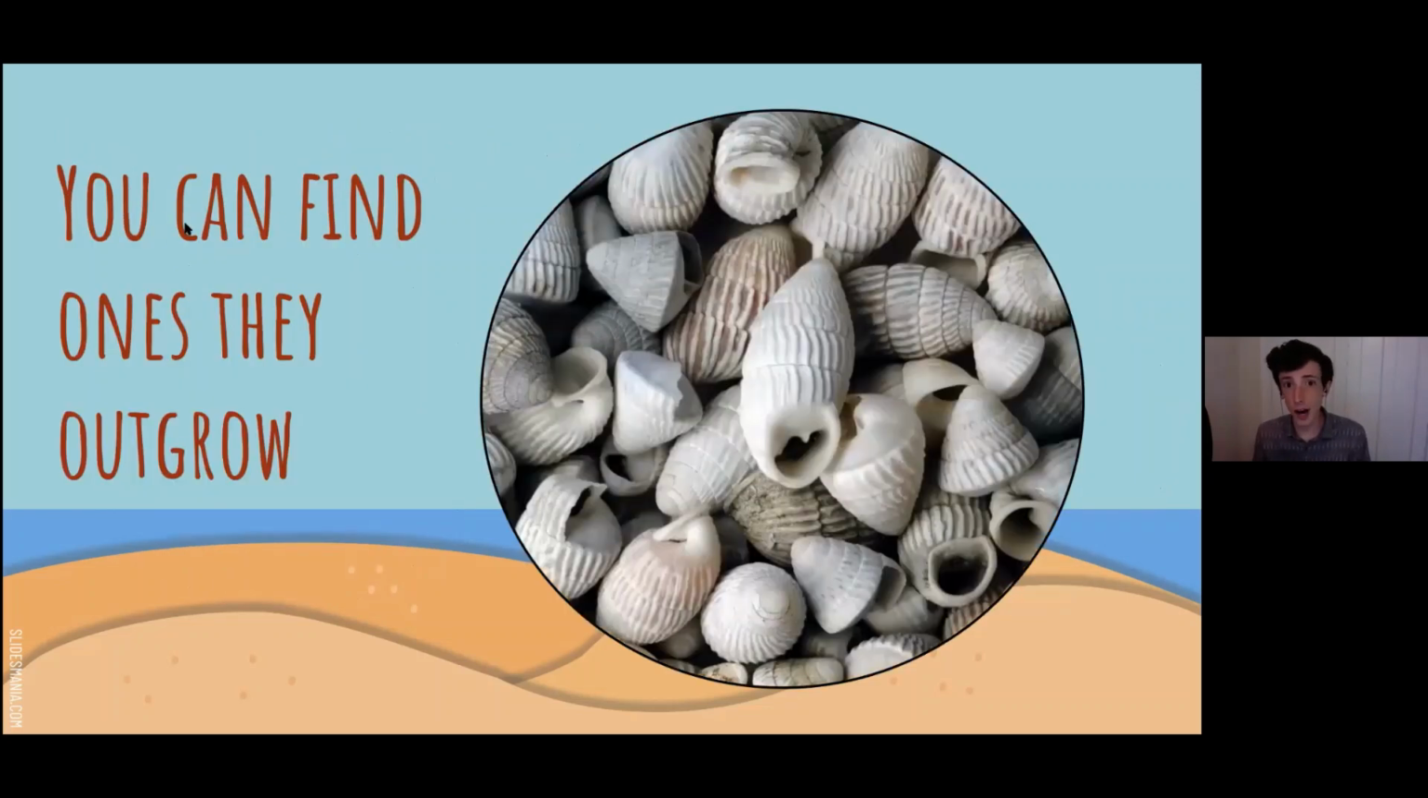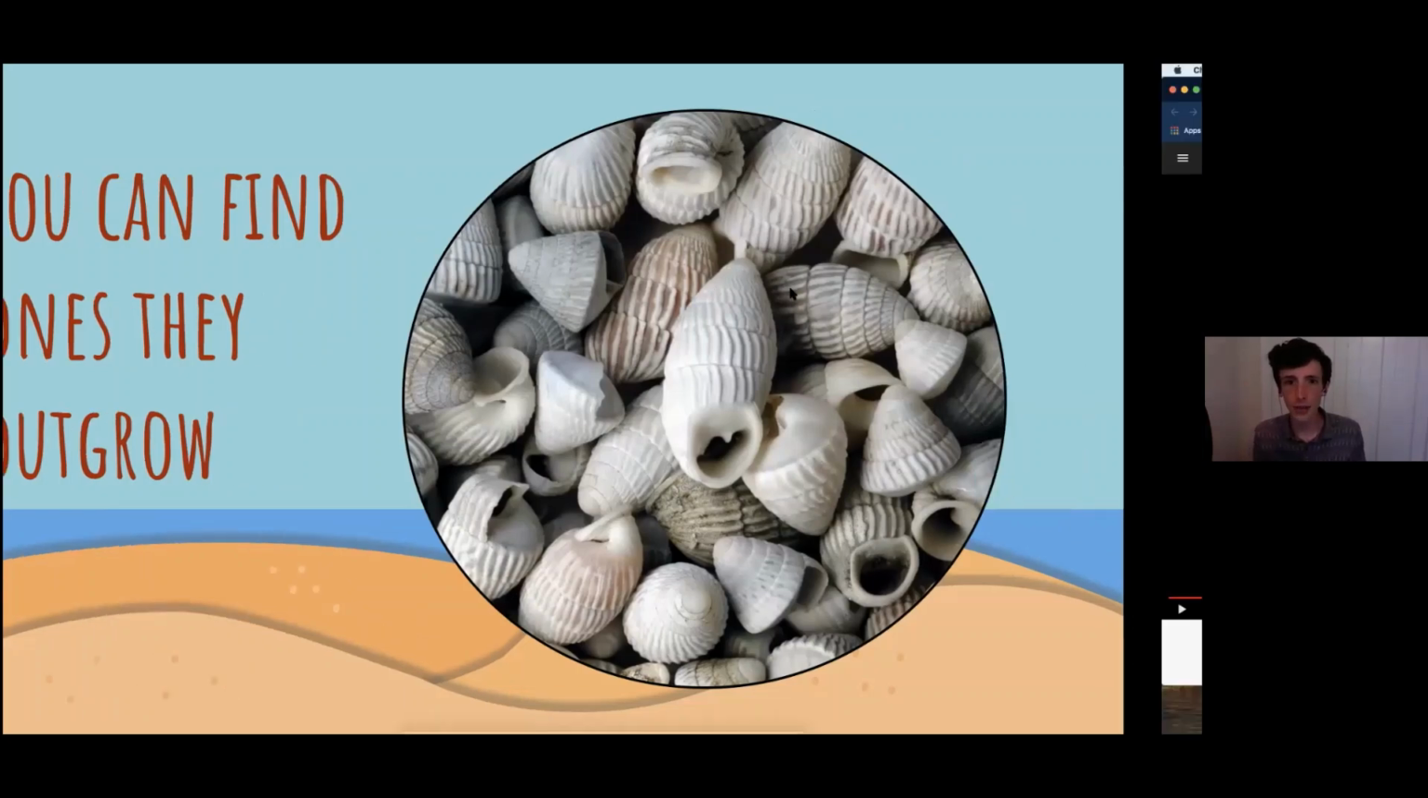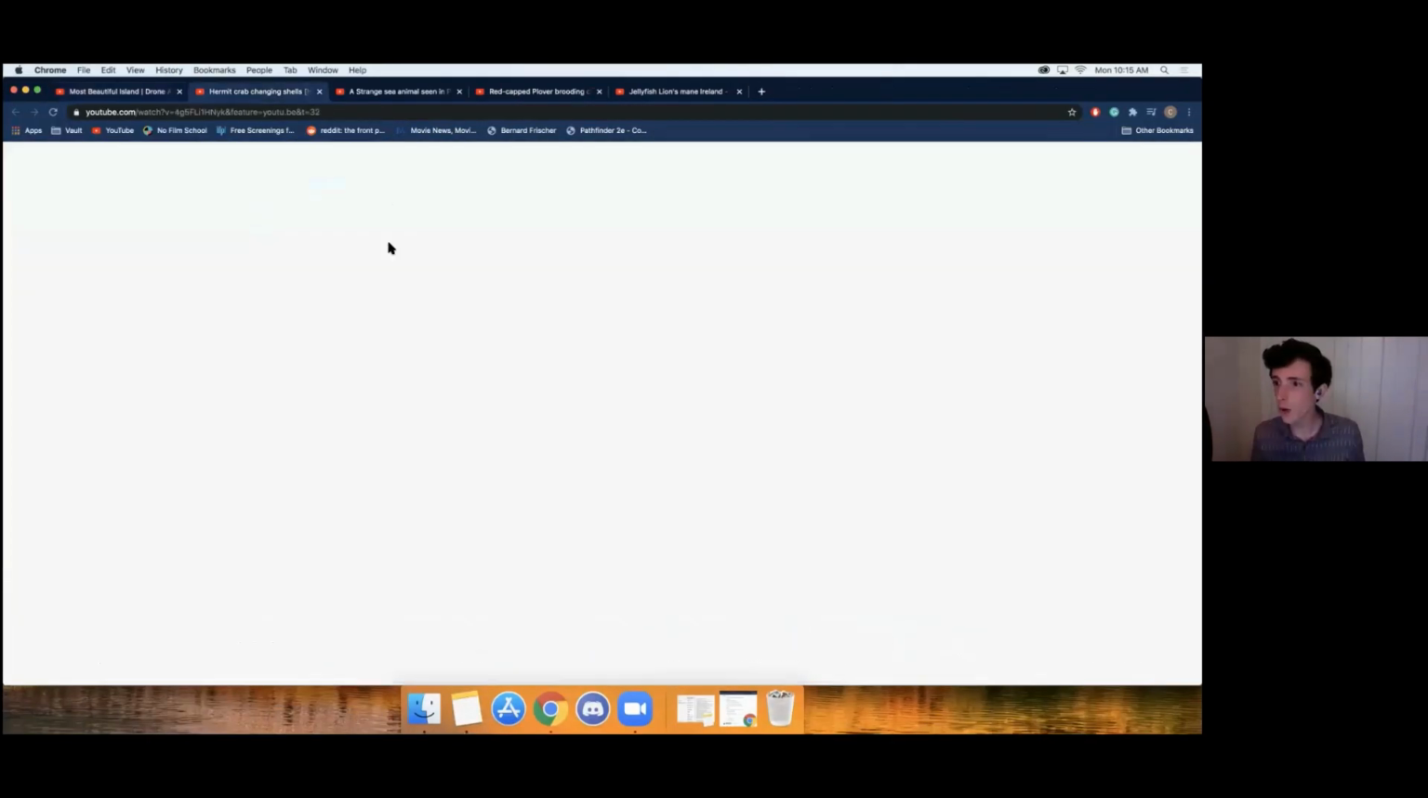You can actually find the shells that they outgrow. You might have had a pair of shoes that you wore on your feet at one point, and your feet might have got too big. Maybe your feet got too big for your shoes, and you had to get new shoes. Just like you need new shoes, hermit crabs outgrow their shells, and they need new shells. Now, do we want to watch a hermit crab change shells like you might change your shoes? I think we should, because it's pretty cool to watch.